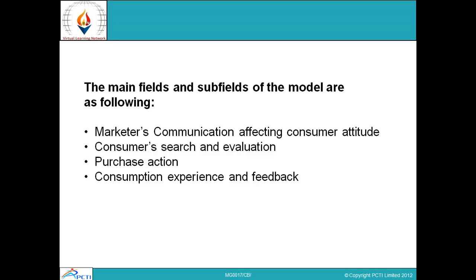Consumption experience and feedback is nothing but, once you have used the product, your feedback and your experience. How is your feedback after using this product? Are you happy? Is there any more improvement needed in this product? This can be traced out only in this factor, that is, the function of experience and feedback. We'll proceed further.